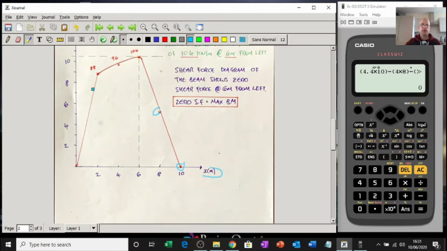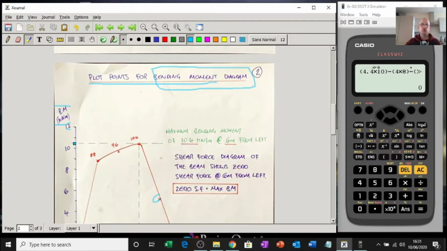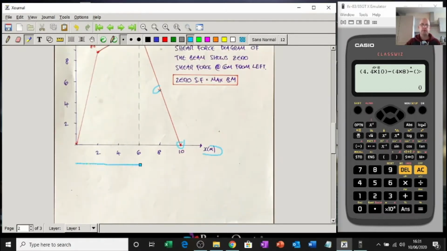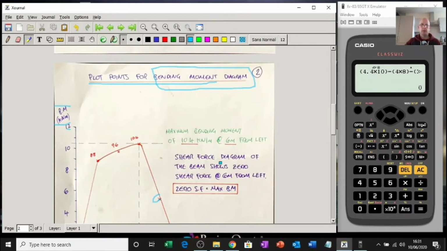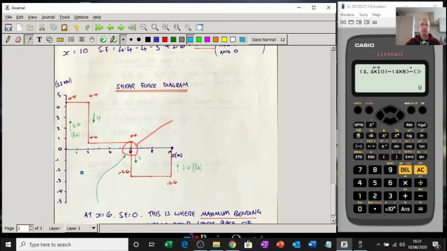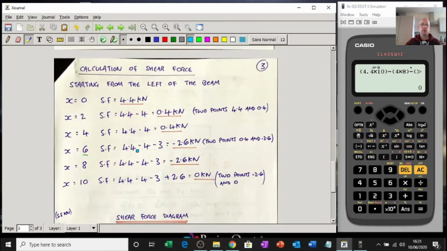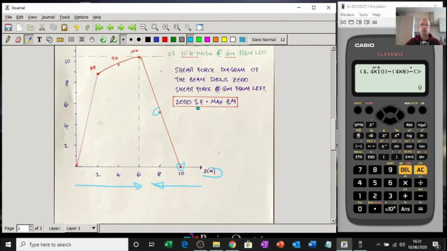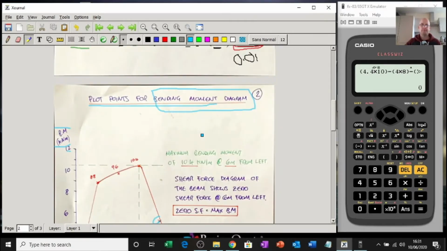Obviously I've used a ruler there and I've used my hand there because it is a curve. I would then label this, so draw a line, maximum bending moment of 10.4 kilonewtons per meter at 6 meters from the left, so 6 meters from here, or 2 meters from the right. Shear force diagram of the beam shows 0 shear force at 6 meters from the left, which it does look because we did that previously. So the shear force diagram and bending moment diagram work out. 0 shear force equals maximum bending moment.